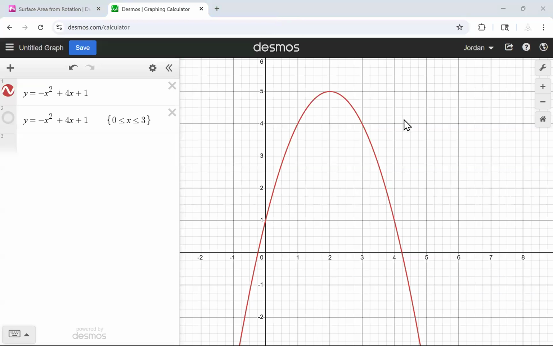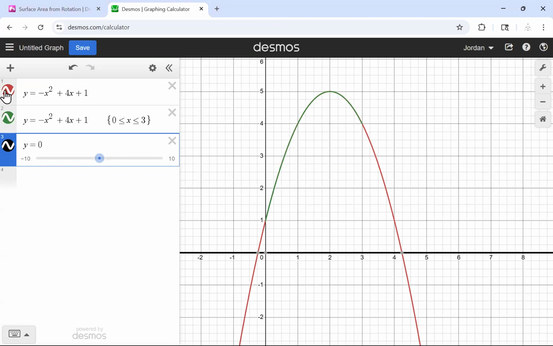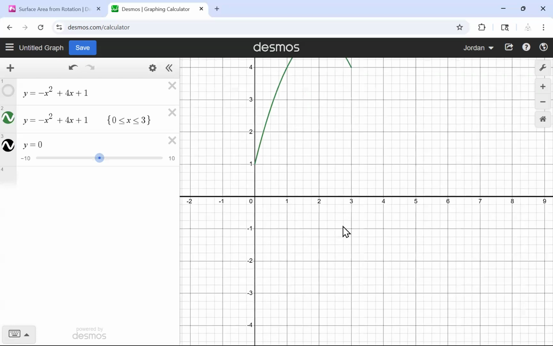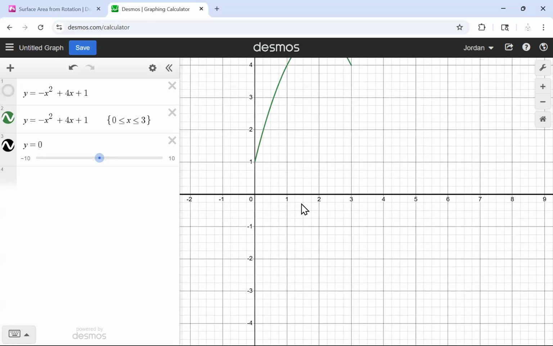Before we get too far into this, I'm going to draw a picture and think through what revolving around the x-axis is going to look like. So the x-axis is the line y equals 0, obviously right there. And if we're looking at this curve I'm describing from 0 to 3, I get this section, and I'm going to revolve it around the x-axis. So that section revolved around the x-axis.